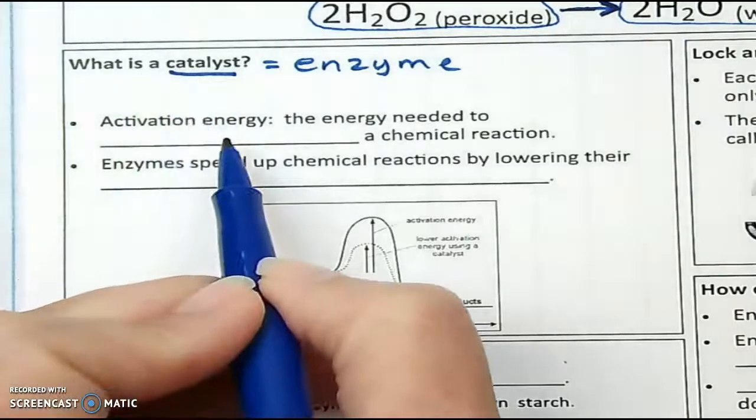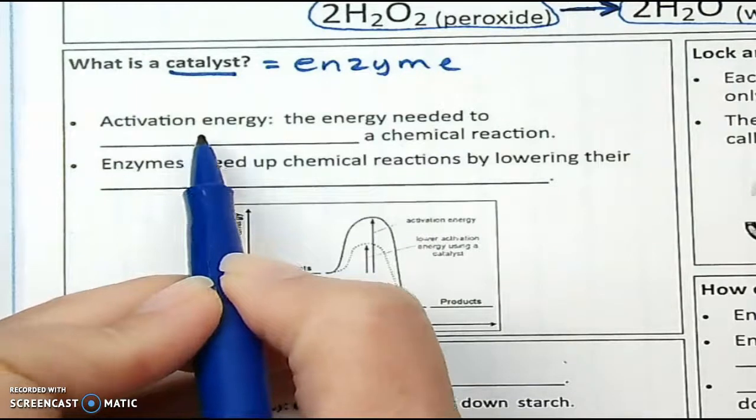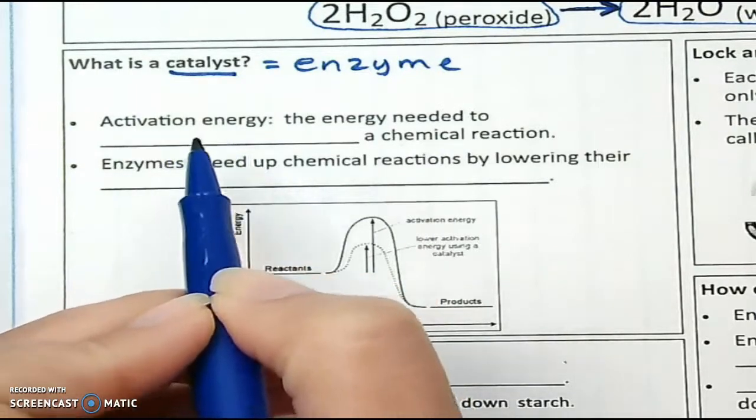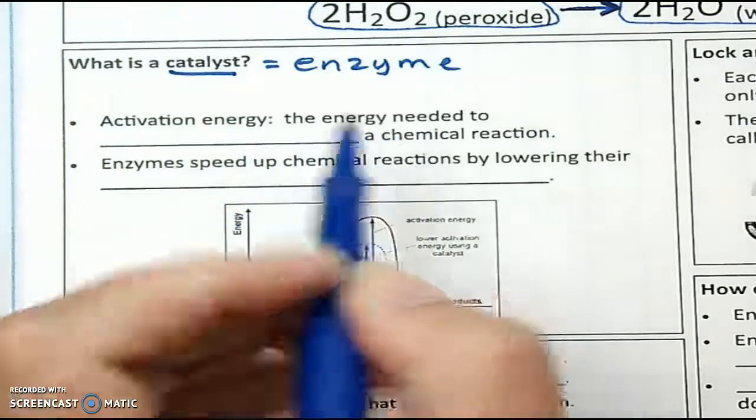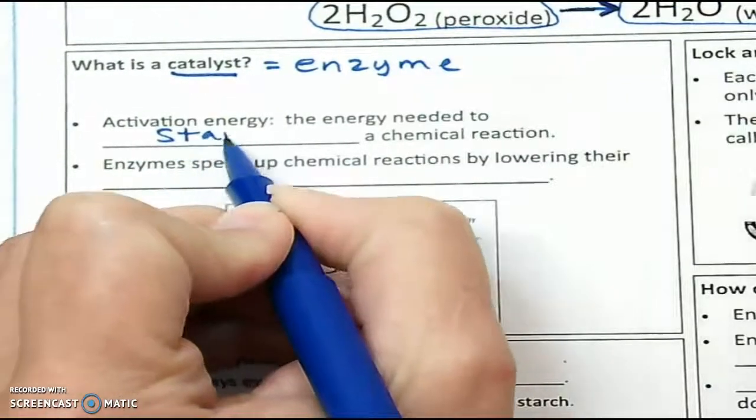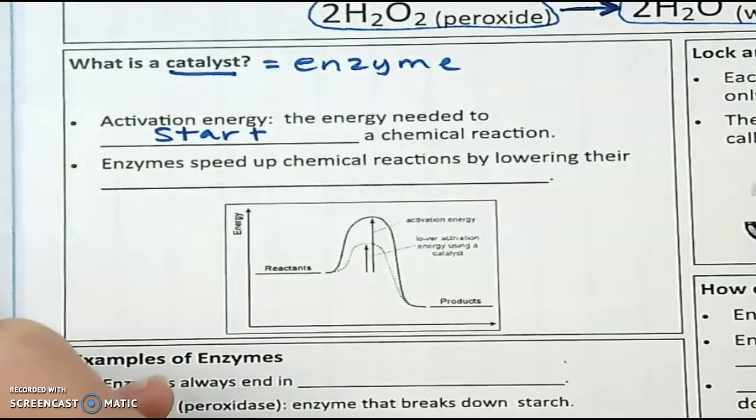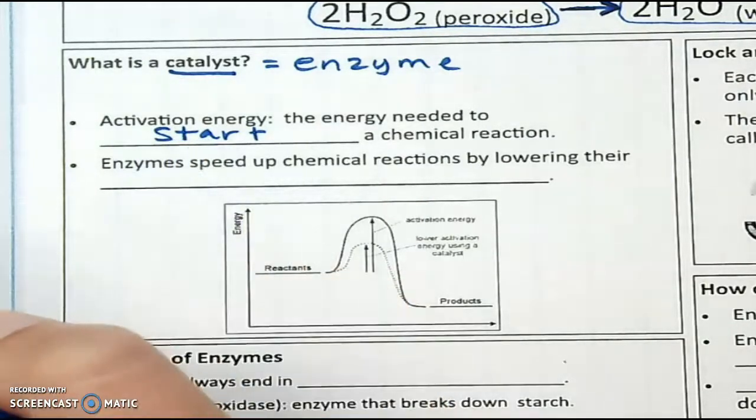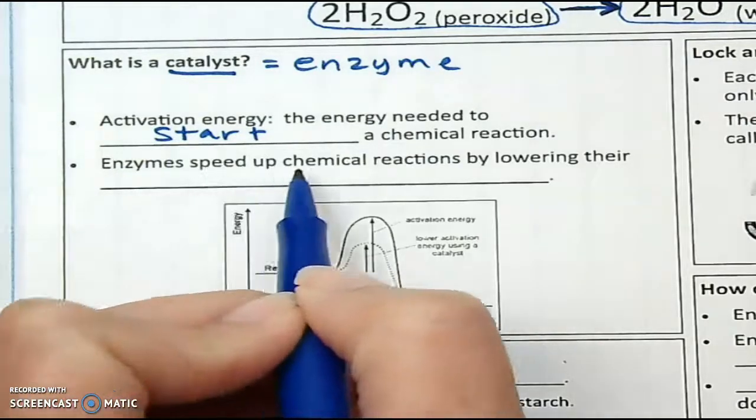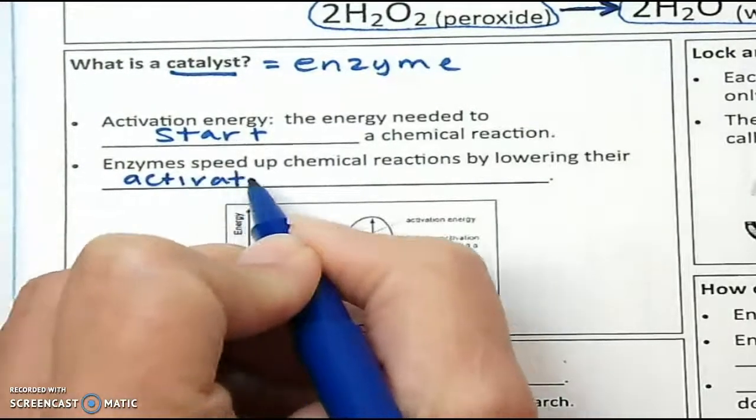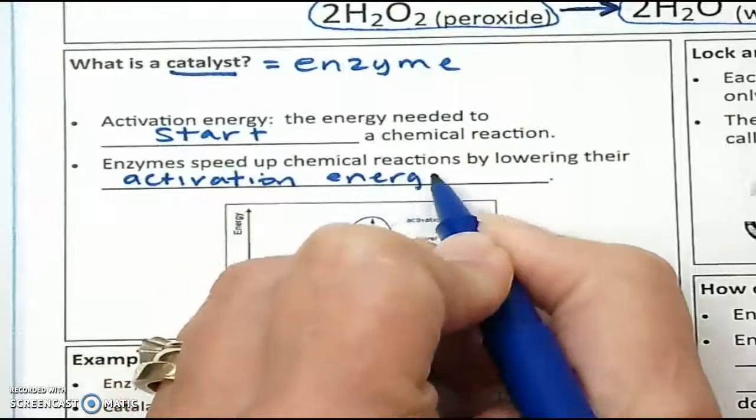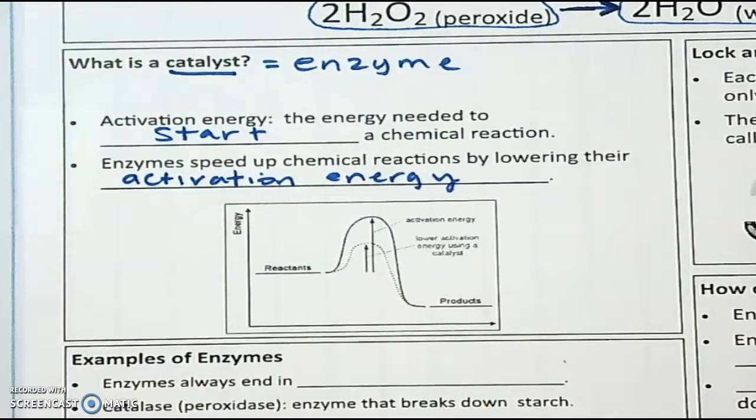And what an enzyme does is it lowers the activation energy of a chemical reaction. So we need to know what activation energy is. Activation energy is the energy needed to start a chemical reaction. Once it's started, then the chemical reaction will happen. But it's the energy to get it going. Enzymes speed up chemical reactions by lowering their activation energy. So it lowers the amount of energy that has to be added to make the reaction go.